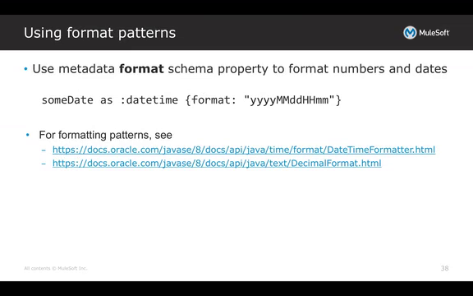Using the format operator patterns. So, if we want to do some more formatting-oriented changes, we can use the metadata format schema property to format numbers and dates. SomeDate as date time, for example, will specify that we want it to be a date and specify after that exactly the format we want it to be in. In this case, 4-digit year, 2-digit month, 2-digit date, hours, and minutes. For more details on formatting patterns, check out the basic Java formatting around date-time formatter and decimal format, as these are what drive what DataWeave is going to be doing from a formatting perspective.